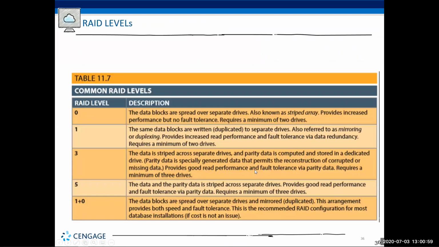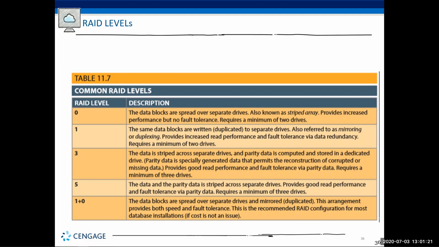This is the RAID table. In my infrastructure lecture, I talked about the SAN, a network storage array. Because you have so many drives, you want to make sure the data stored on the drives is actually replicated as a backup.